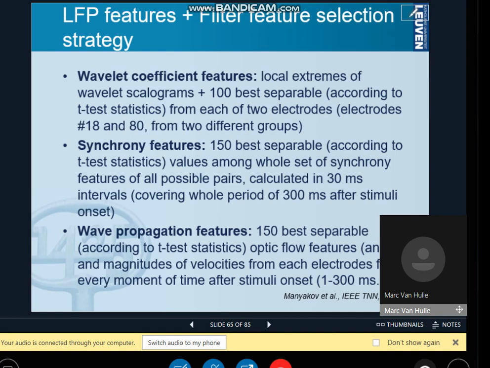Then we move to the synchrony features. Here you take the 150 best separable ones, calculating the synchrony over 30 millisecond bins, so you compute them across time. You pick the ones that best separate the two cases we're interested in. And then similarly for the wave propagation features, you take angles and velocity magnitudes, you do this t-statistic, and you keep the 150 best ones. So in total, we have extracted 500 features that we're going to use.